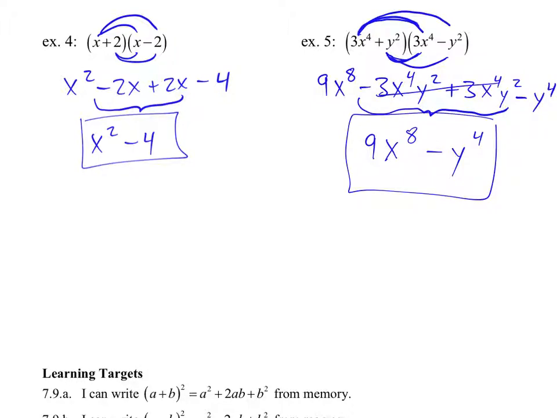I wouldn't get in the habit of just not doing outside and inside unless you recognize that those two are going to cancel, because identical binomials with different signs. That's it.